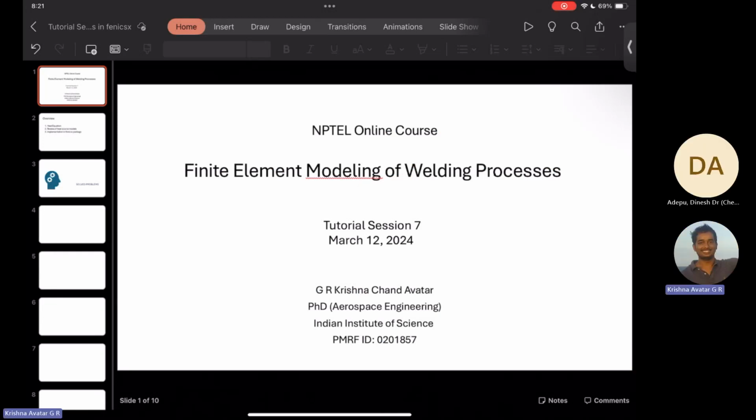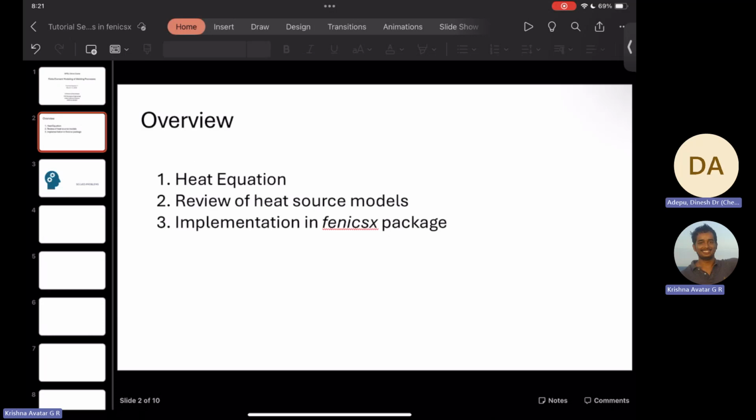This is our 7th tutorial session on the NPTEL course on finite element modeling of welding processes. In today's session, we will be talking a little about the heat equation, and then we'll also review some of the heat source models that were discussed in the lectures, and also talk about implementation in the FEniCSx package.